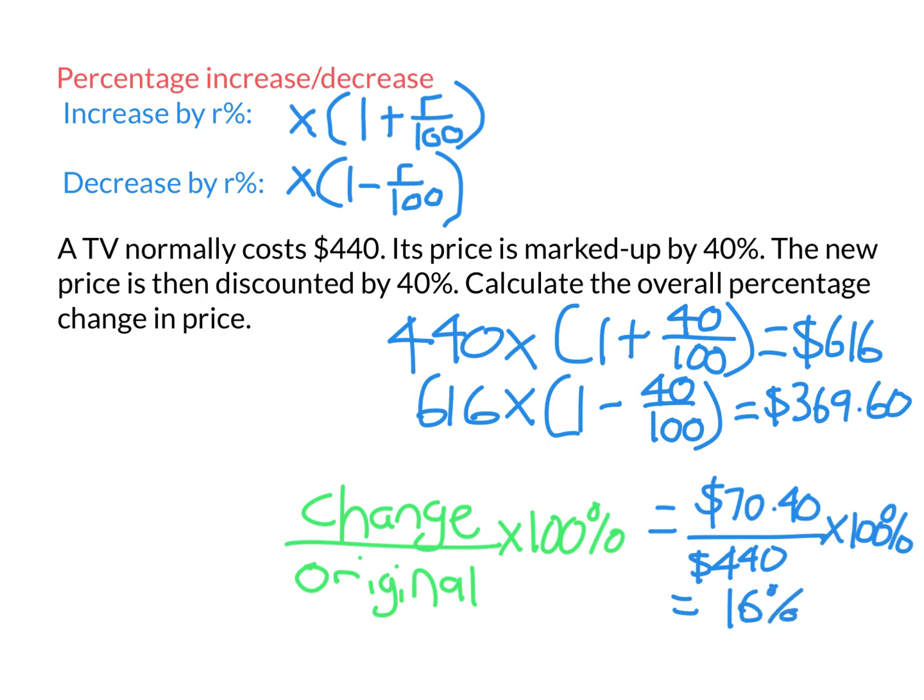It turns out it wouldn't matter the original starting price. We would get the same final answer of 16%. And that is because when you times a number by 1.4 and then times that number by 0.6, so you increase by 40%, decrease by 40%, you would get 84% of the original, which is a discount or decrease of 16%.